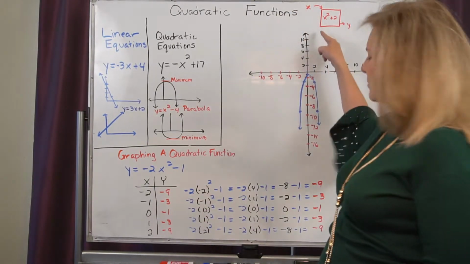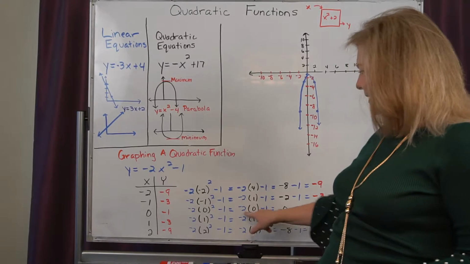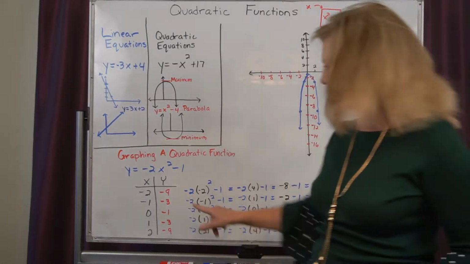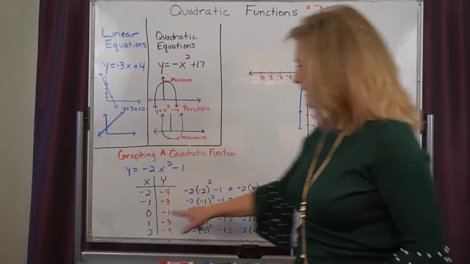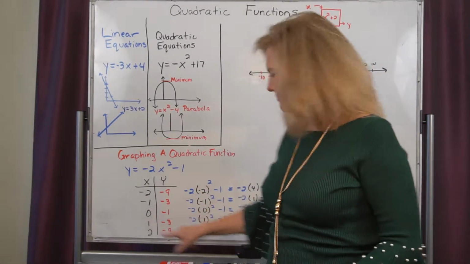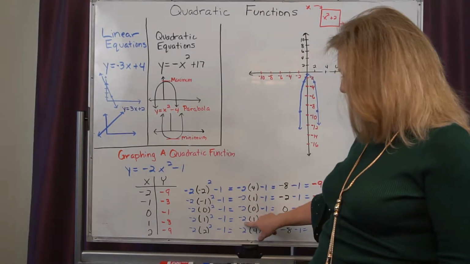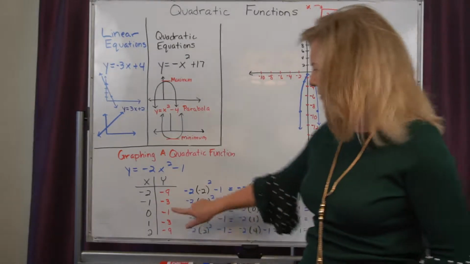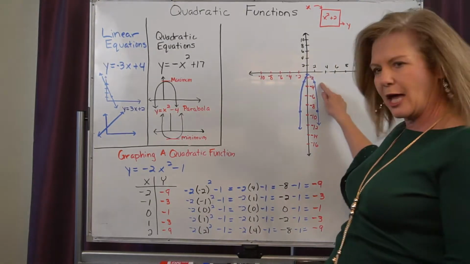So now 0 goes into the machine. When I square 0, it's just 0. Negative 2 times 0 is 0. Minus 1, I get negative 1. There's my next ordered pair. I graph it. Now I put 1 into the machine. I square it. I multiply by negative 2. I get negative 2. I subtract 1. I get negative 3. There's my next ordered pair, 1, negative 3. I plot it.